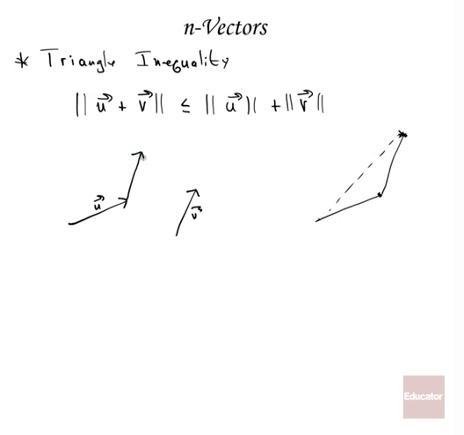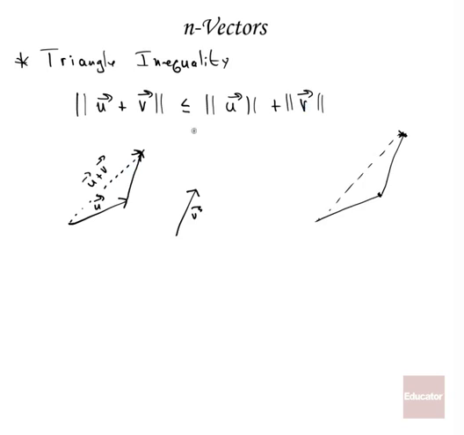Okay, so that's V. We end up here. This vector right here is our U plus V. Notice what this says. It says the length of this vector U plus V is less than or equal to the length of this plus the length of this. All that means is that the third side of a triangle is less than or equal to the sum of the two sides. That's all that means.